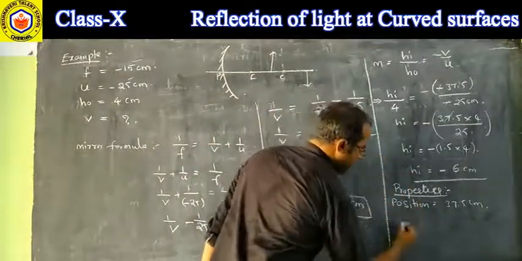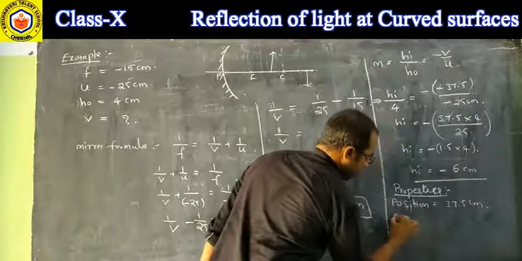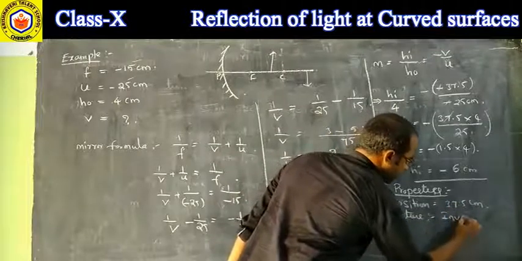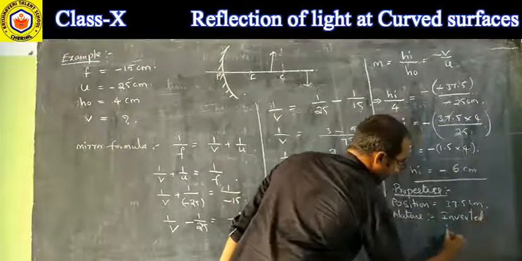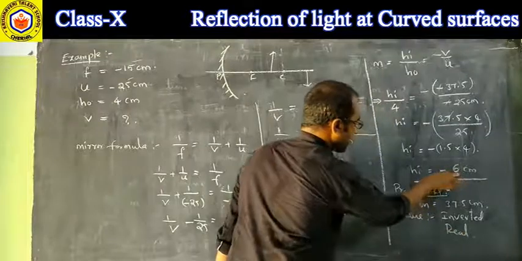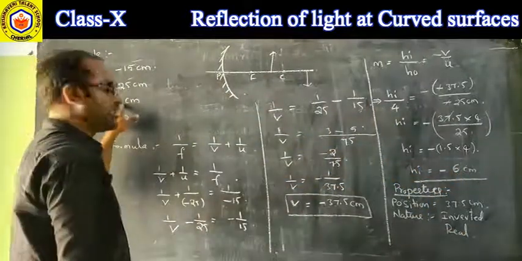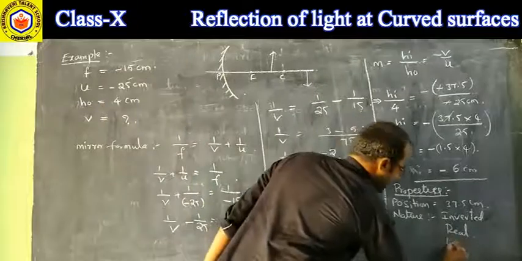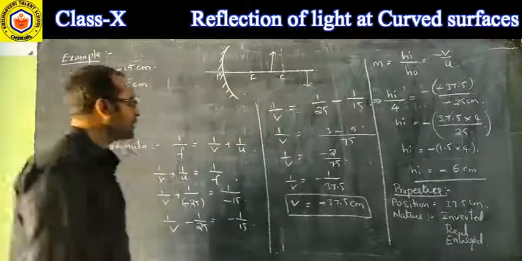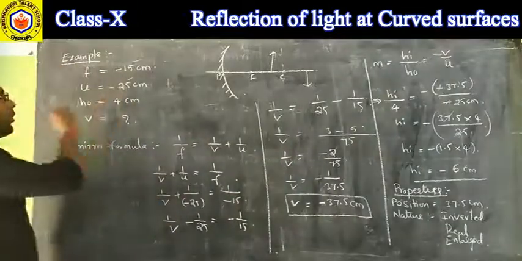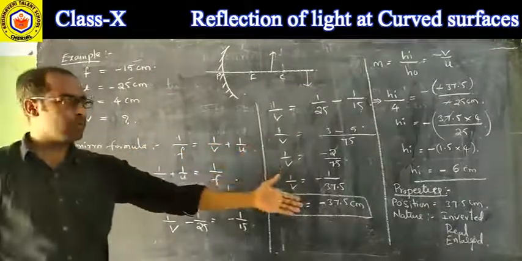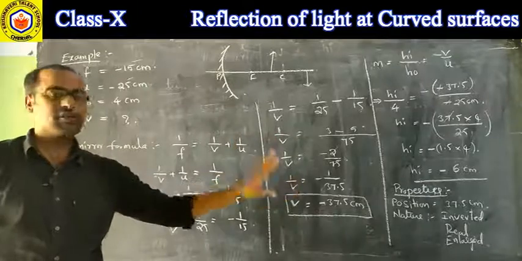Next, the nature of the image. It is inverted, real, and the height of the image is 6 centimeters while the height of the object is 4 centimeters, so it is enlarged. So with just the values we have, focal length, object distance, and height of the object, we can calculate and confirm the position and nature of the image completely.